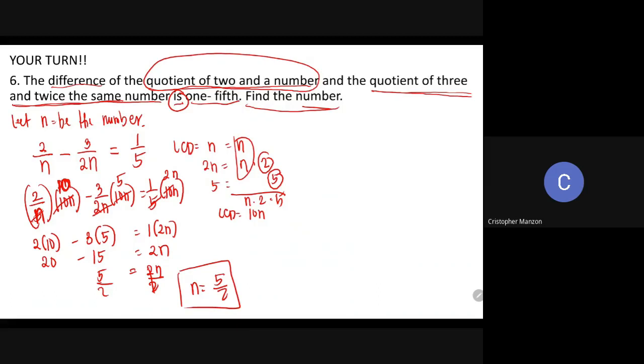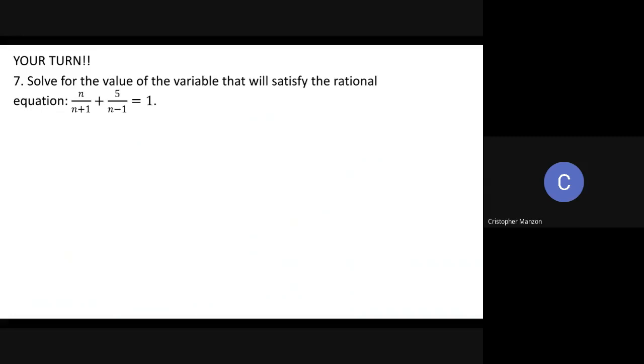We'll have 9 minutes more. Pass again. This is the last one. Solve for the value of the variable that will satisfy the rational equation n over n plus 1 plus 5 over n minus 1 is equal to 1. Ang LCD natin dito ay n plus 1, n minus 1, kasi prime naman ang n plus 1 tsaka n minus 1. So yun yung i-multiply nyo doon sa each of the term ng given: n plus 1, n minus 1. Go.